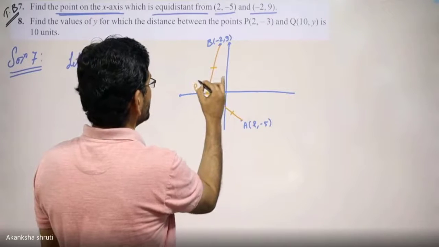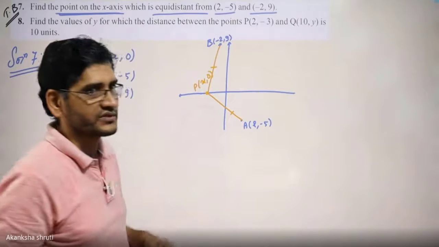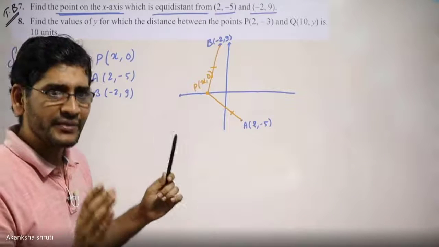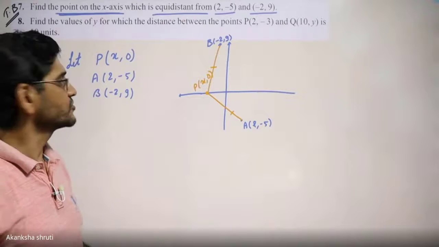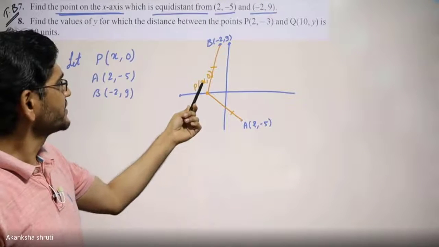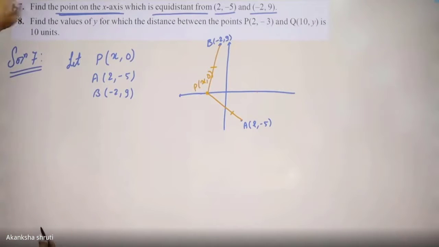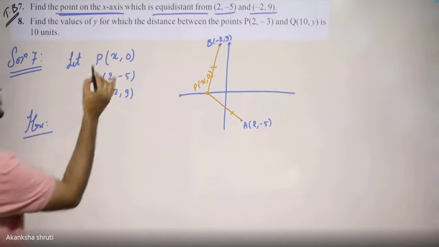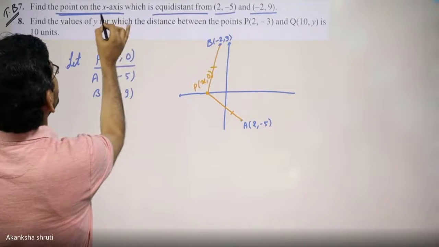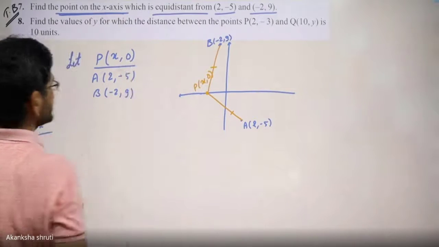This is the point P, x0, that we are going to consider. Students, this x will automatically come negative in our calculation, so don't bother. Do not take this as -x. No need to take. Just consider this point P and apply the condition. Here, let the point be P, x0, because it is lying on the x-axis. So on the x-axis, the y value is 0.